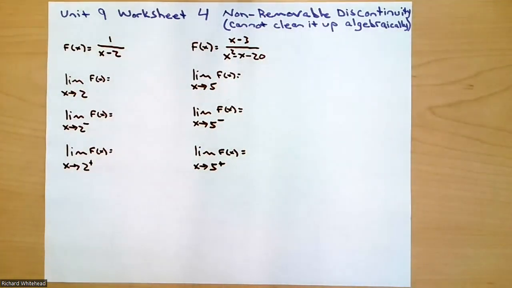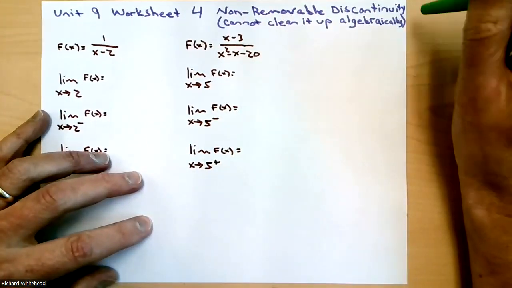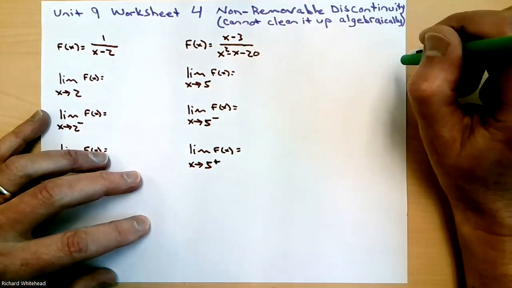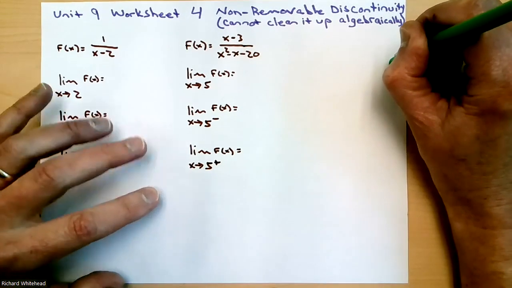All right, so here's what we call non-removable discontinuities. This is the worst of all this entire unit. This is the stuff that is the most painful.